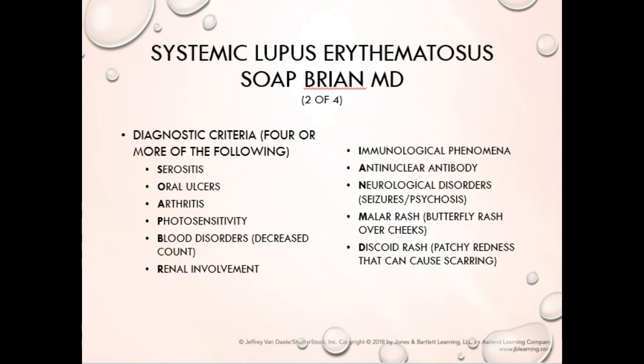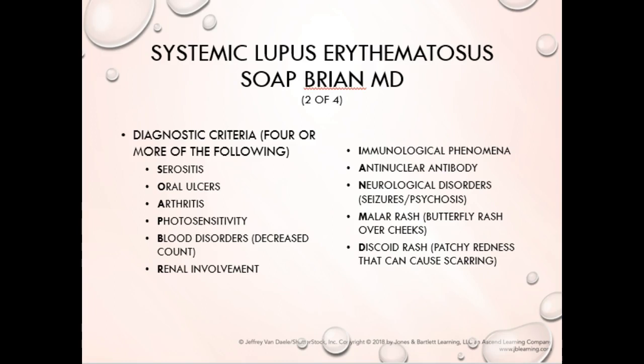So serous membranes are on the enclosed abdominal and thoracic cavities. Mucous membranes are open to the environment, such as the lining of the mouth all the way down through the tube of the GI tract. Oral ulcers. Arthritis. They can get polyarthritis. There's actually a polyarthritis disease in and of itself, which is separate from this. But polyarthritis means that they have multiple joints that are swollen. Sensitivity to light, blood disorders, decreased counts.